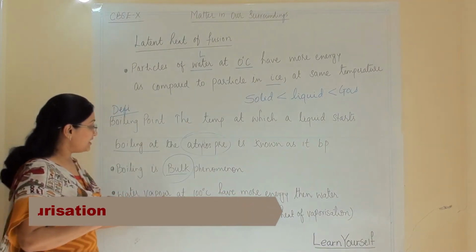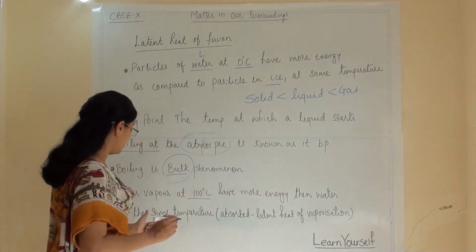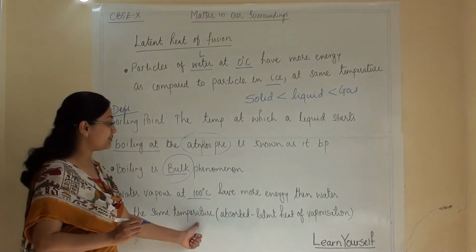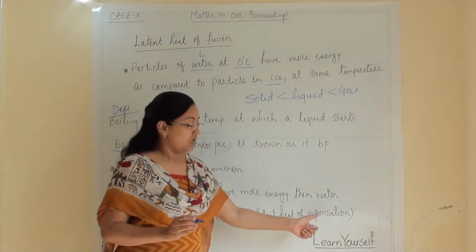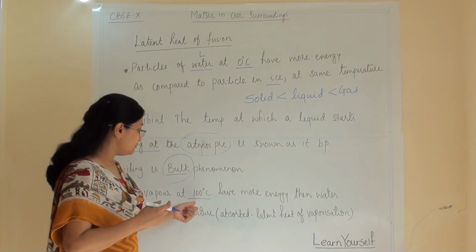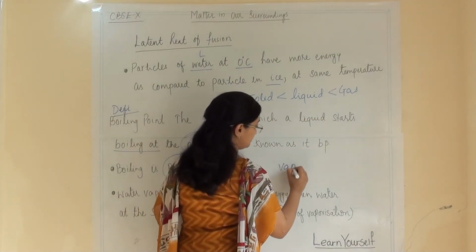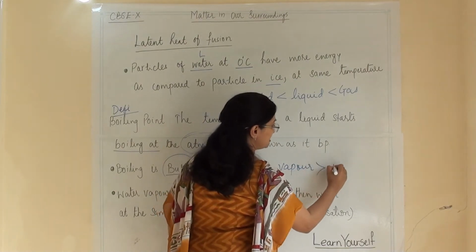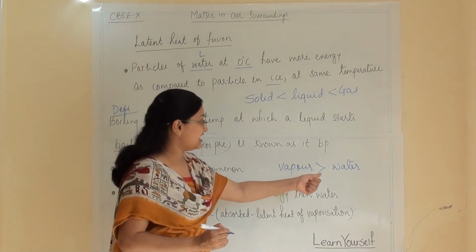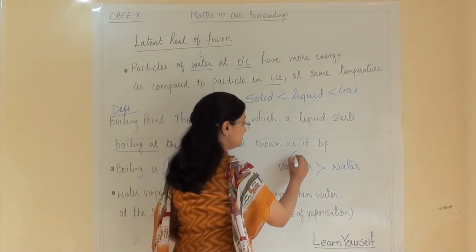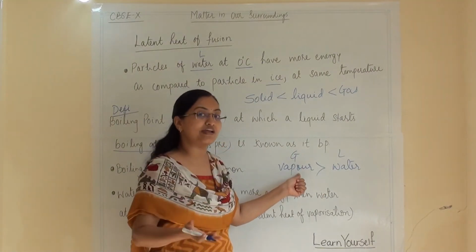Now water vapor at 100 degrees centigrade has more energy than water at the same temperature. It absorbs latent heat of vaporization. So what is the meaning of this? That water vapor has more energy compared to water. Obviously this is a gaseous state and this is a liquid state. This particle has more energy.